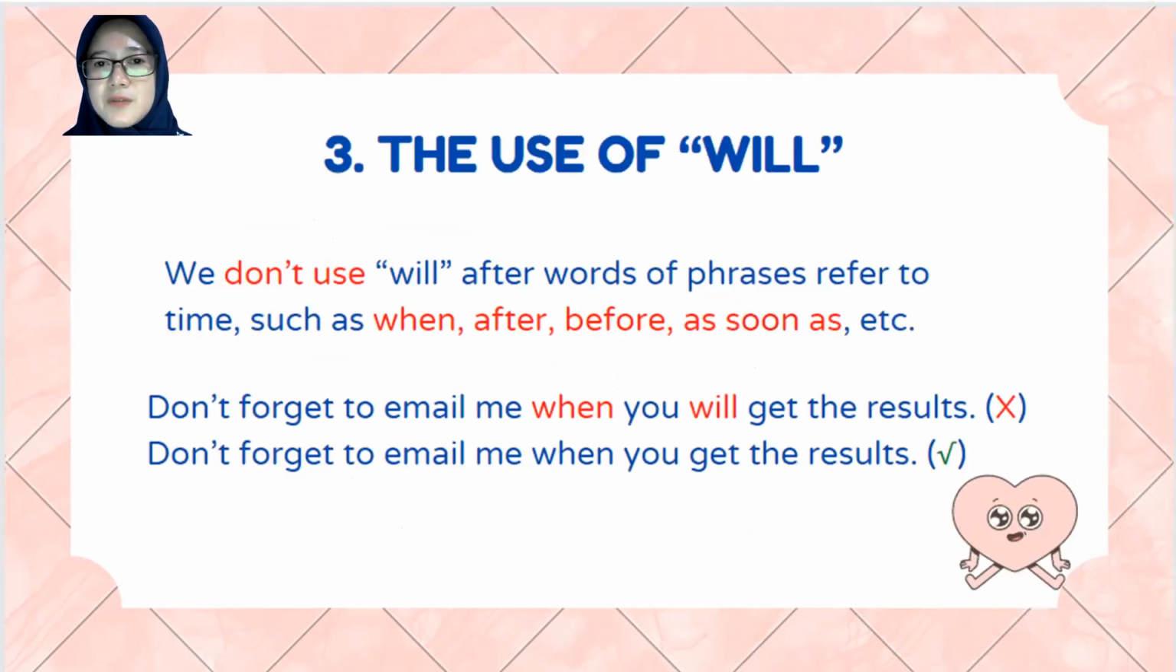And let's see the third rule, the use of will. Don't use will after words or phrases that refer to time, such as when, after, before, and as soon as, etc. Okay, adverbs of time. Look at the example here. Don't forget to email me when you will get the results. Don't use will here. So the correct sentence is: don't forget to email me when you get the results. Okay, so don't use this with this. Don't use when and will together. All right.